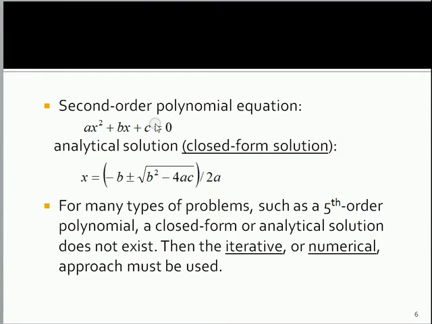Now this is an example. For example, this is how you get the roots from a second order polynomial equation. But if it was a fifth order, of ax to the power 5, then this won't work, right? Because this formula becomes invalid. So these are some situations where you really need a numerical method, because you can't use this formula. That's a little example.